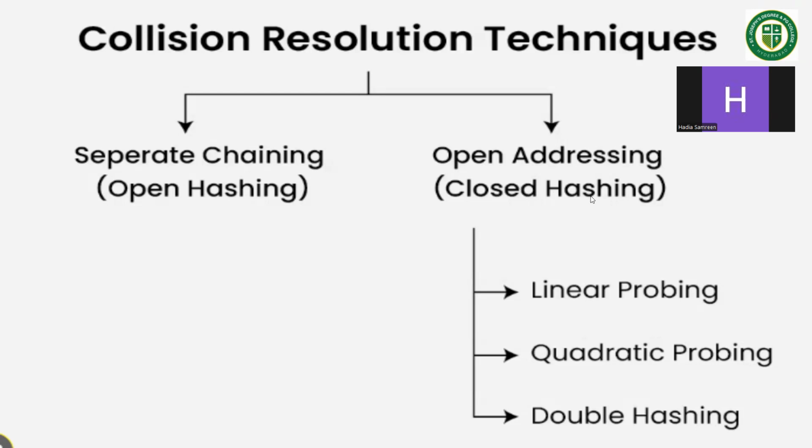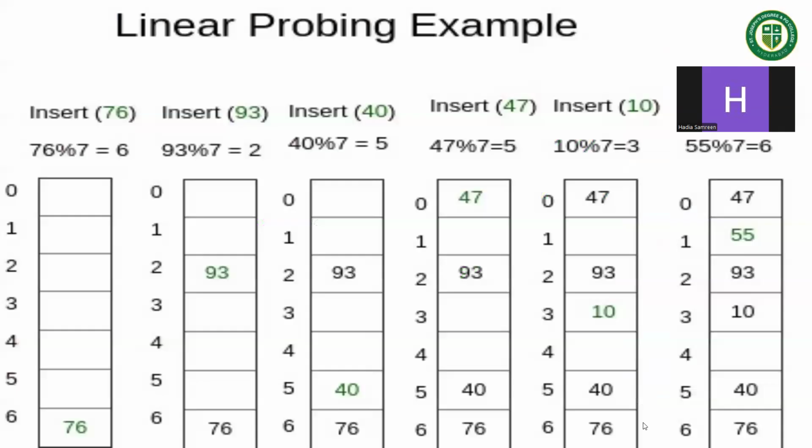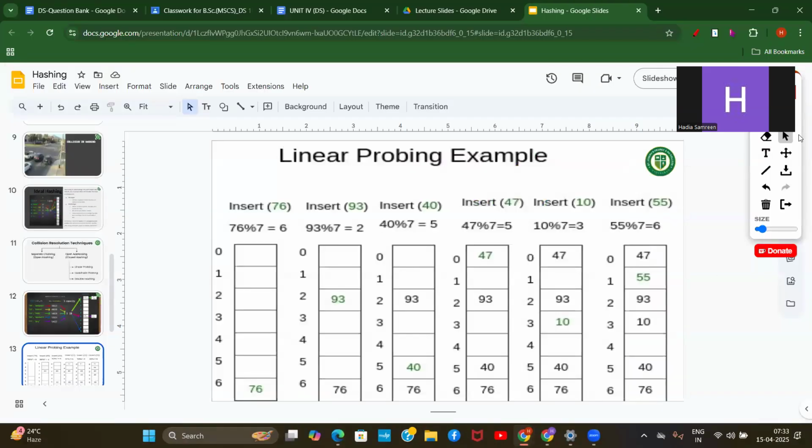Then comes closed hashing. This can be divided into three techniques: linear probing, quadratic probing, and double hashing. Let's see what linear probing is. Let me give you an example.